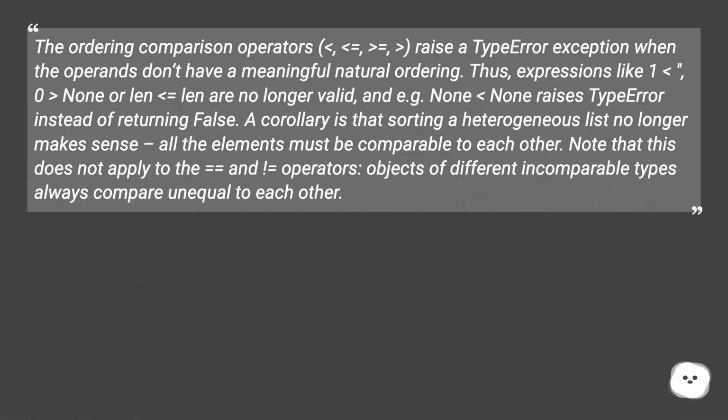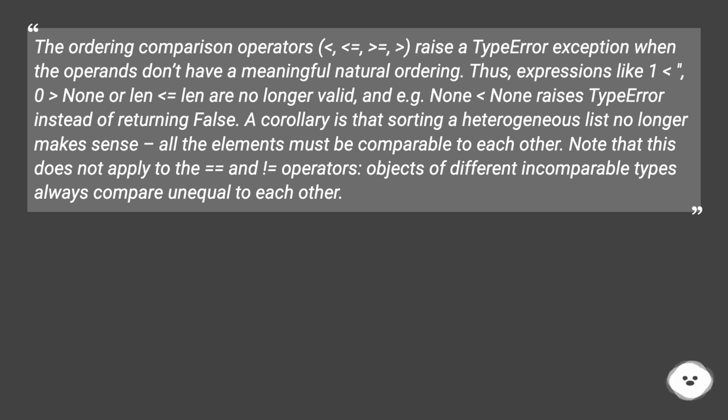The ordering comparison operators (<, <=, >=, >) raise a TypeError exception when the operands don't have a meaningful natural ordering. Thus, expressions like 1 < '', 0 > None or len <= len are no longer valid, and e.g. None < None raises TypeError instead of returning False.